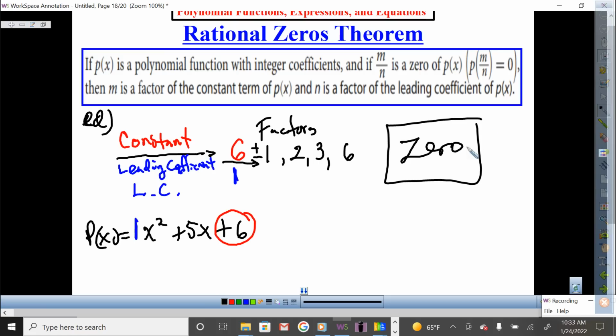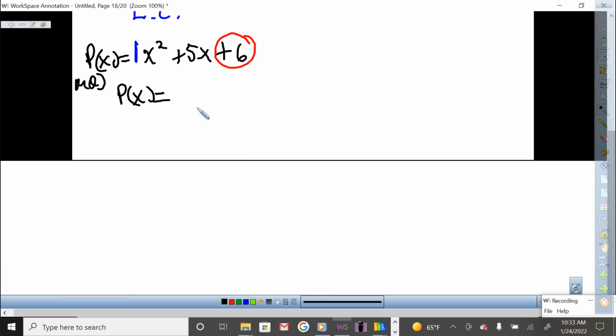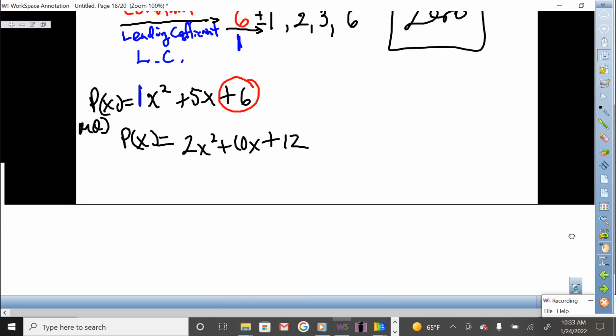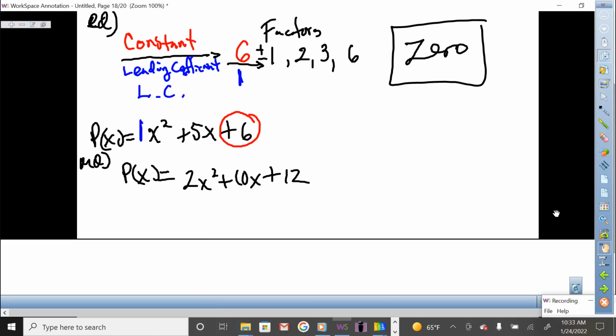Do we know what a 0 is? Yeah, that if we substitute into the equation, it makes it equal to 0. Yes? Let's do one more. What if I gave you example omega q, and I gave you p of x equals 2x squared plus 10x plus 12. Use the rational zeros theorem so you can write me your fraction. Find the factors of our possible zeros. This is 10. Sorry.